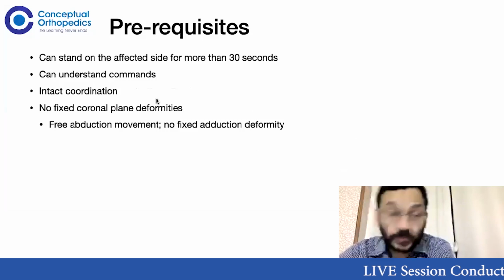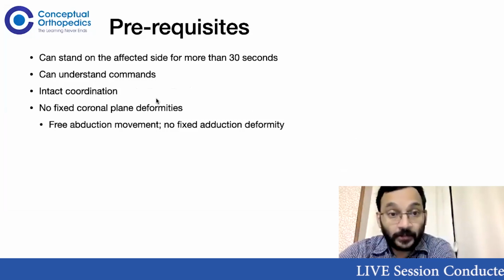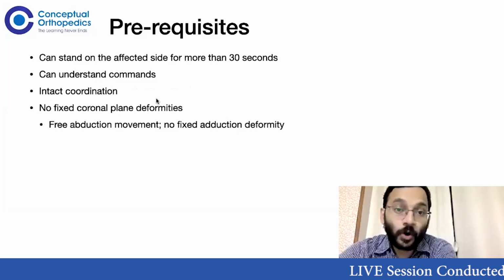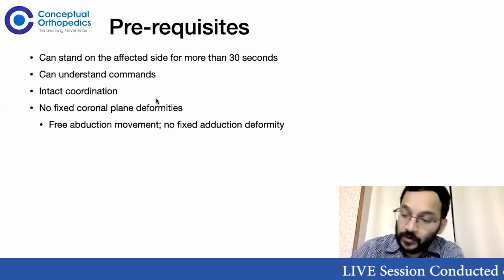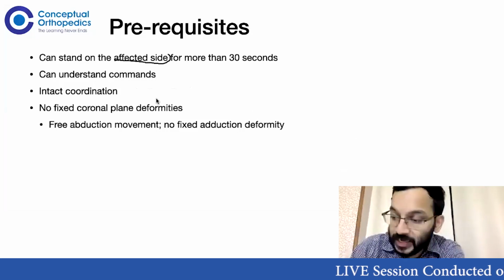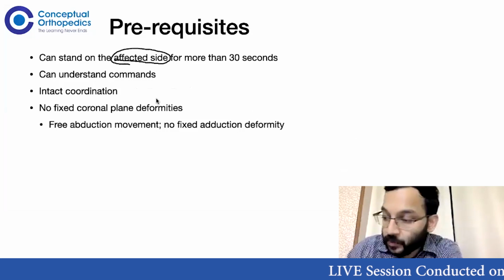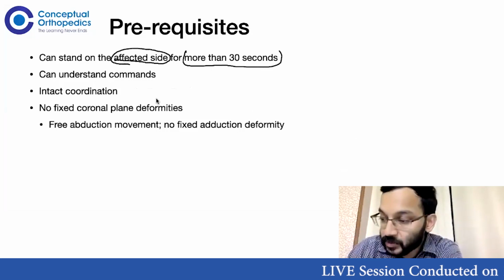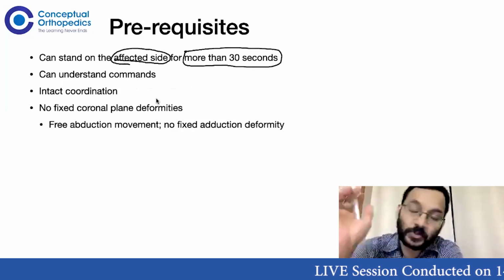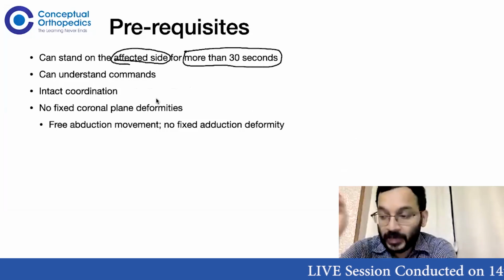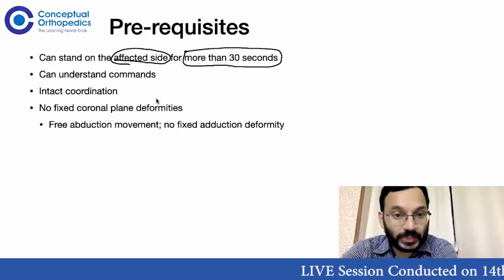Now, what are the prerequisites for this test? The patient should be able to stand on the affected side for more than 30 seconds. Okay, more than 30 seconds. So this is a prerequisite. If the patient is not able to do that, the patient is exempted from doing this particular test.